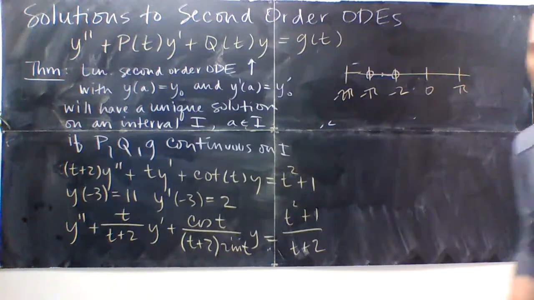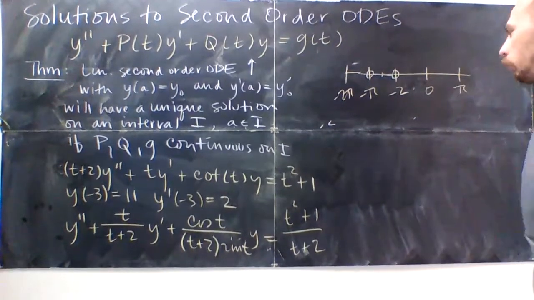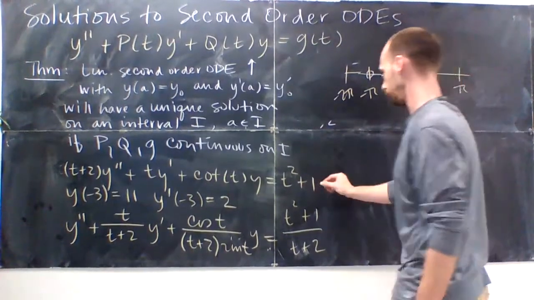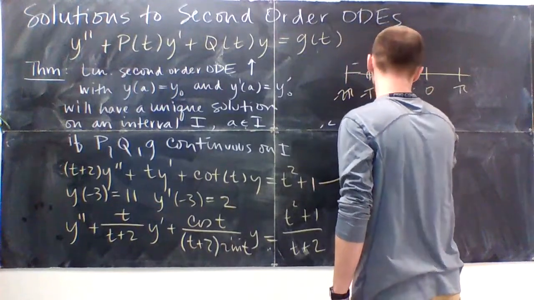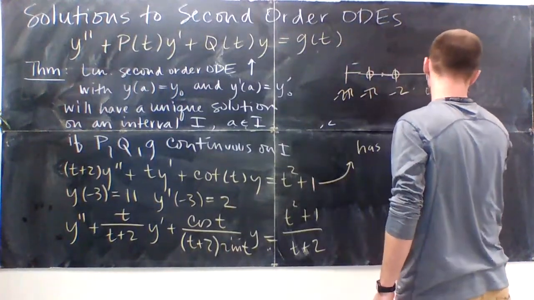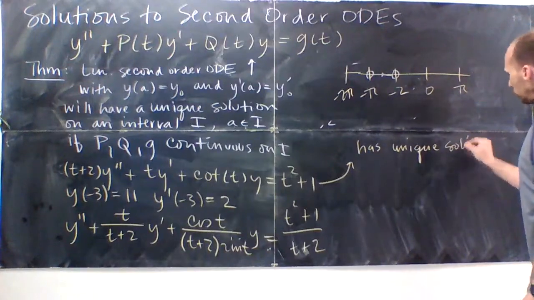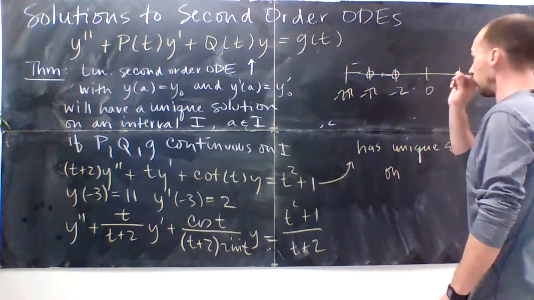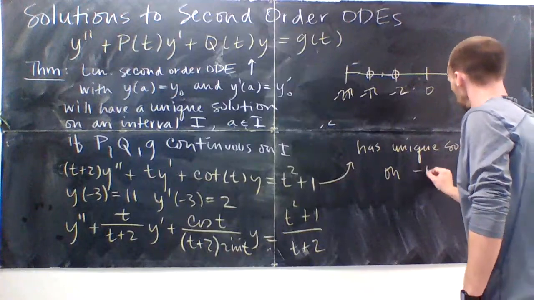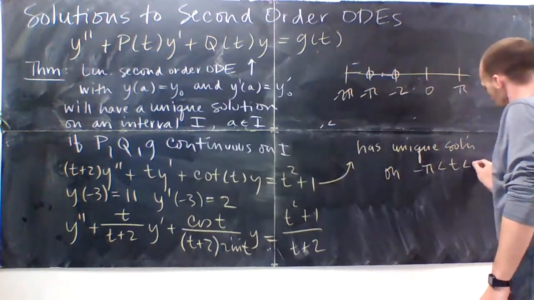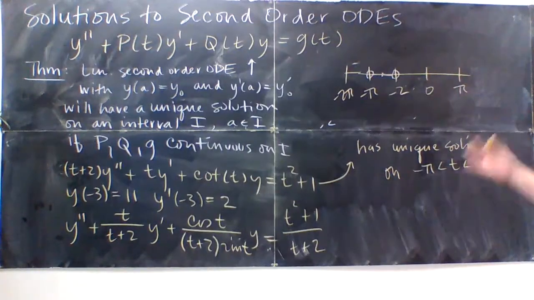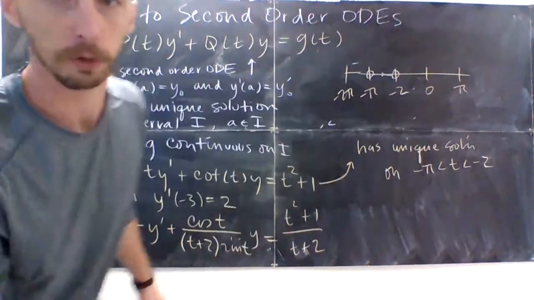Okay, so this one will have a solution, and it's a unique solution on the interval -pi to -2. Okay, that's about all you need to know about the existence and uniqueness theorems at this point.